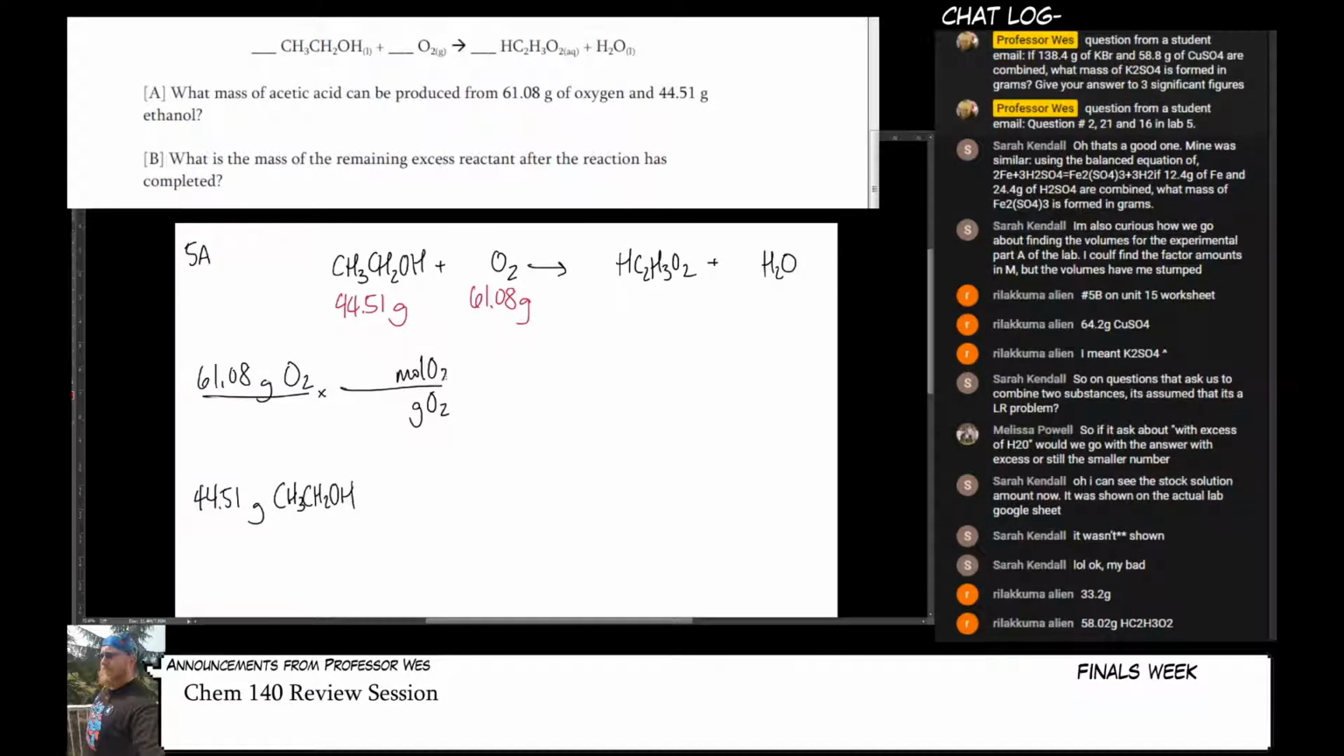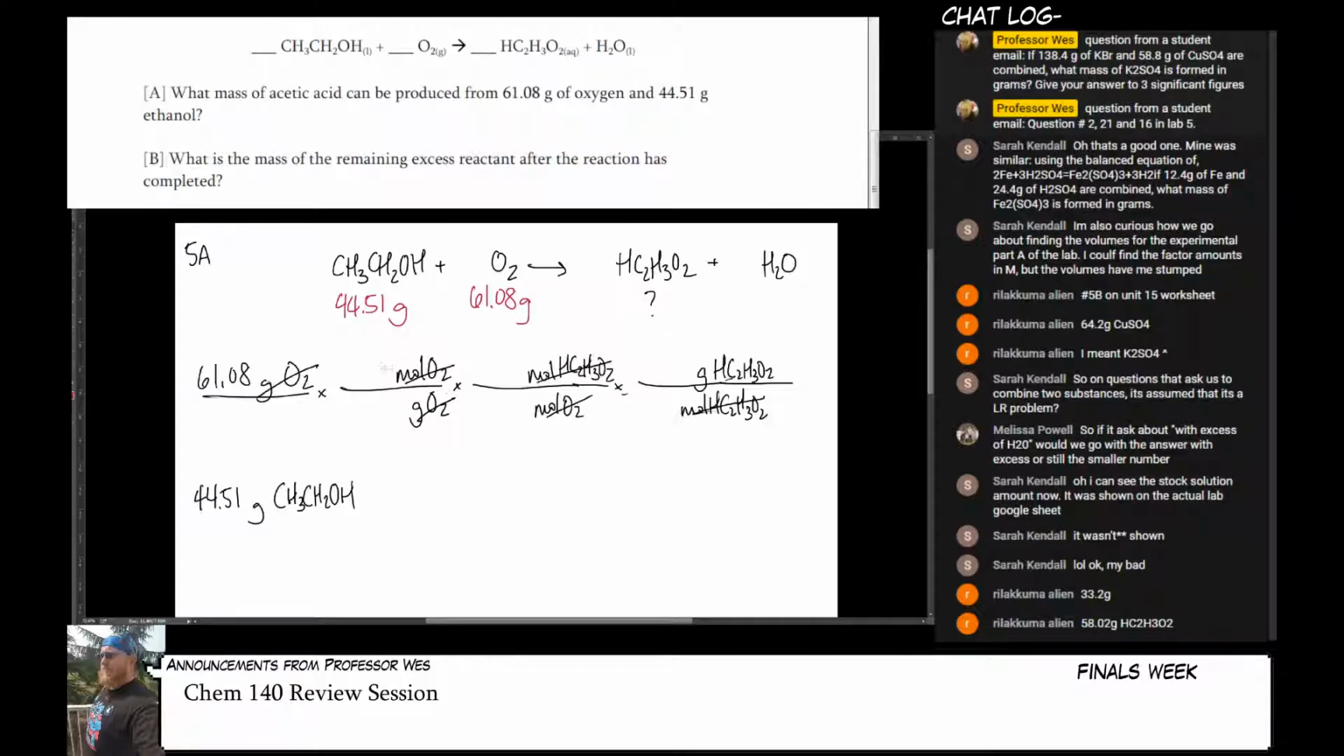So we'll turn this into moles. And then we'll turn this into moles of, what is it that we're looking for? We are looking for acetic acid. So we'll do this. And we'll turn that into grams of that. And then we'll cancel these out, and we'll get a mass.